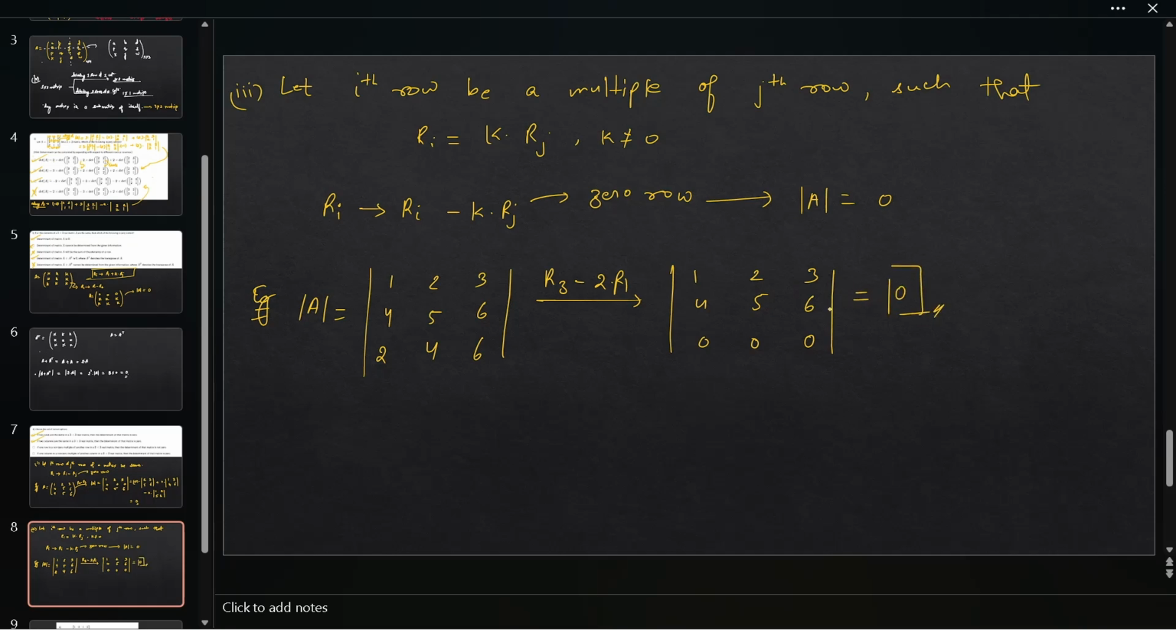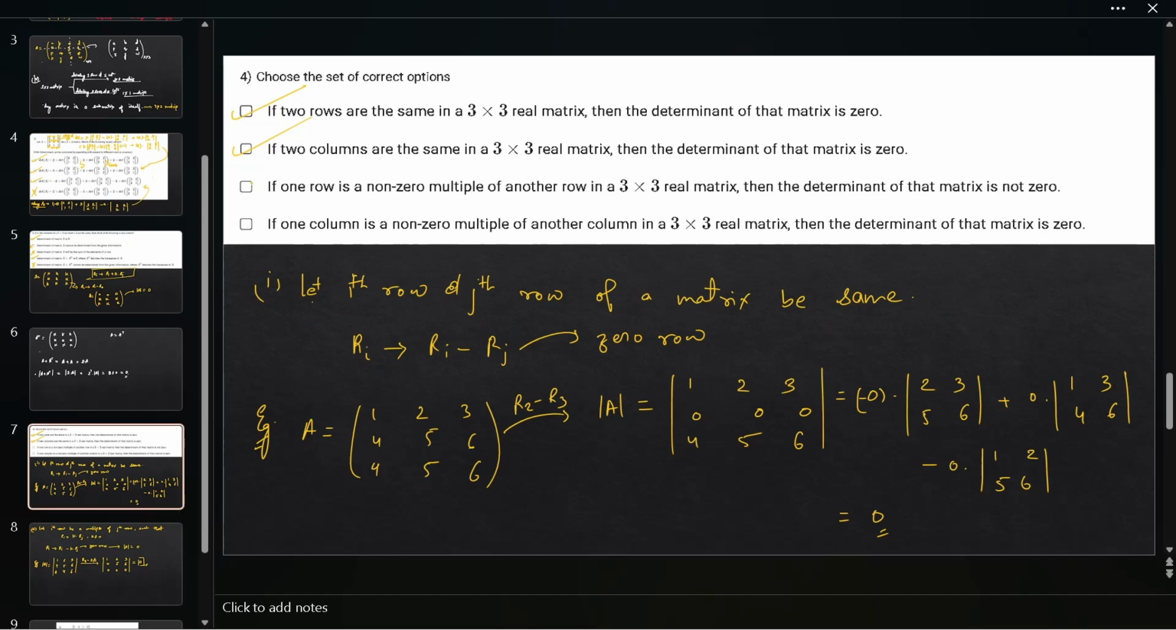So if there exists a row which is some constant times another row, and that constant is not 0, then the determinant of that particular matrix is going to be 0, given that the matrix is a square matrix. And we can use the same result for columns as well. Just in place of the row operation, we can do the elementary column operations. So this was all about option 4, where it says non-zero, so this option is incorrect, whereas this says the determinant of the matrix is 0, so this option is correct.